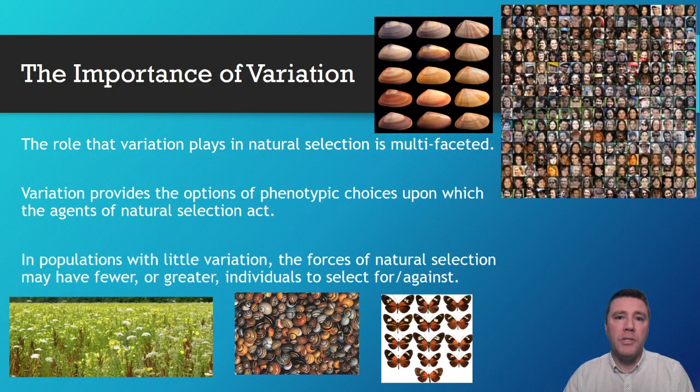When populations have minimal variation, individuals are more alike in phenotype. Depending upon the agent of natural selection, this means there may be a disproportionate number of individuals being selected for or against. For example, if a population had very little variation and was genetically highly similar, a greater number of individuals might be susceptible in the same way to a pathogen.